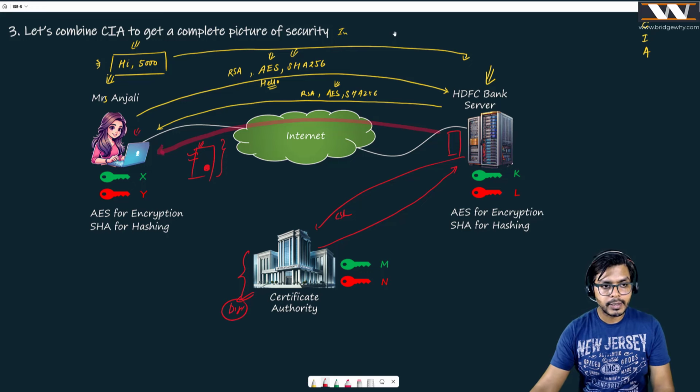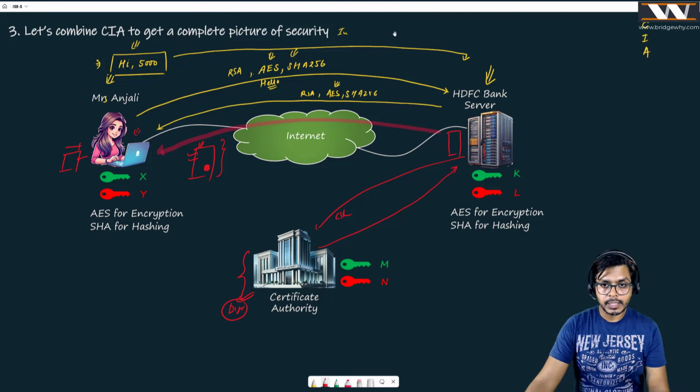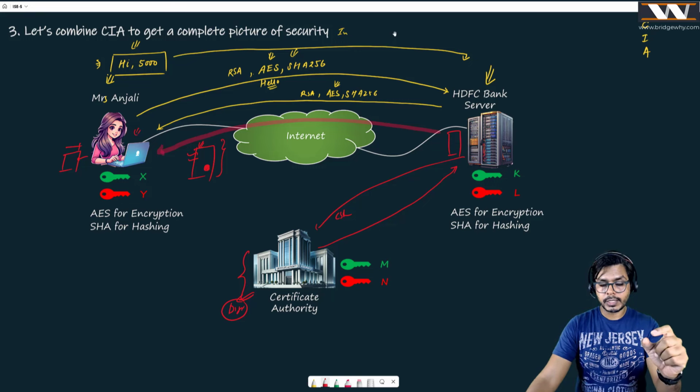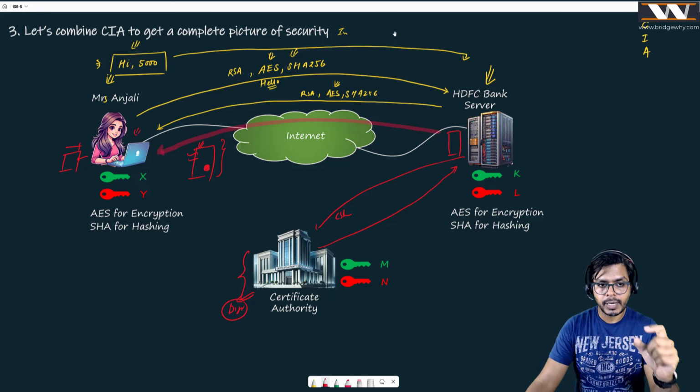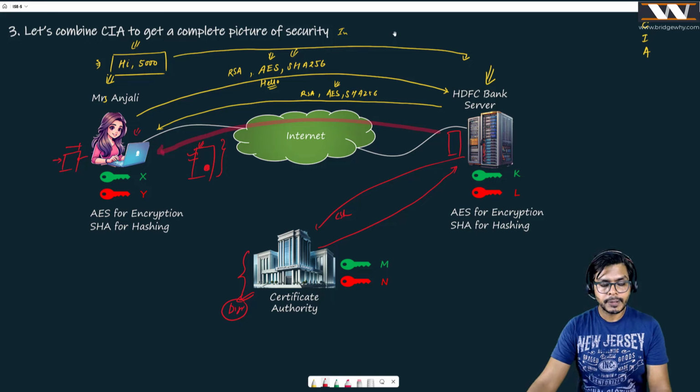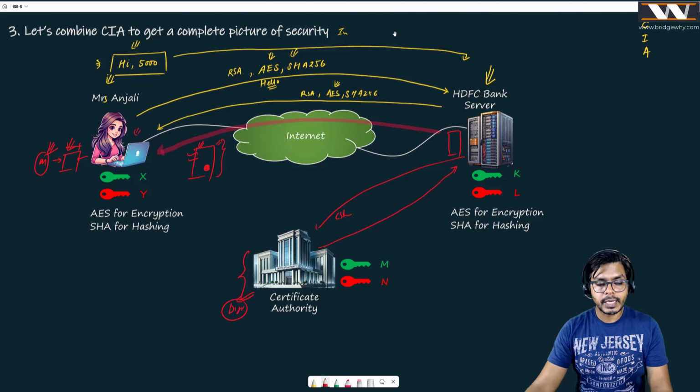Anjali is going to check her laptop, her Chrome browser. In the Chrome browser, it is going to find, okay. Anjali says, HDFC bank server, I can see that you are saying that this certificate is signed by DigiCert. I am going to check whether I have the public key of DigiCert or not. And if this Chrome is a good browser, which it is, you are going to find the certificate authority public key here, which is M. Using this M, Anjali can verify that this certificate is signed by the certificate authority.